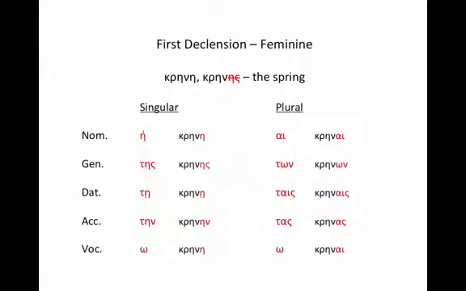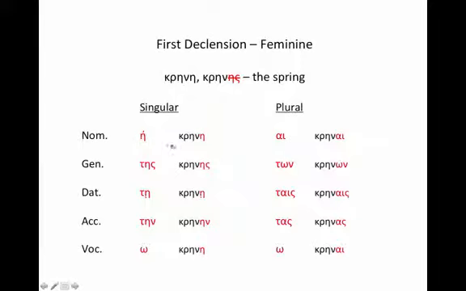So pause here, write these down, but note that our articles, he, tes, te, ten, and so on and so forth, will stay the same for all feminine nouns, whereas our case endings at the end of these nouns themselves will only work for first declension feminine nouns.